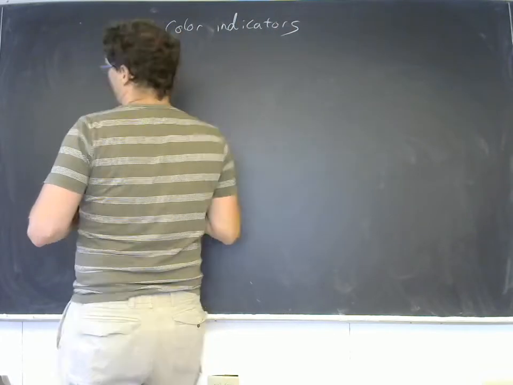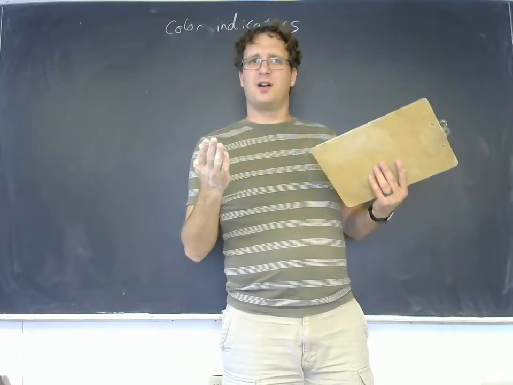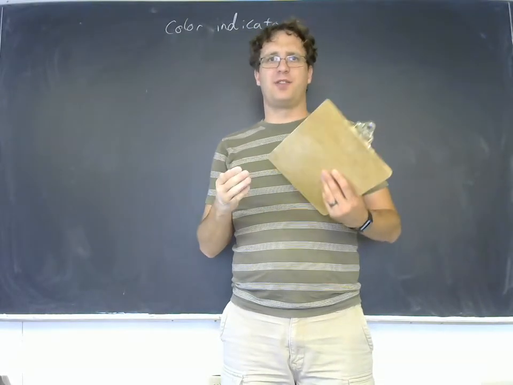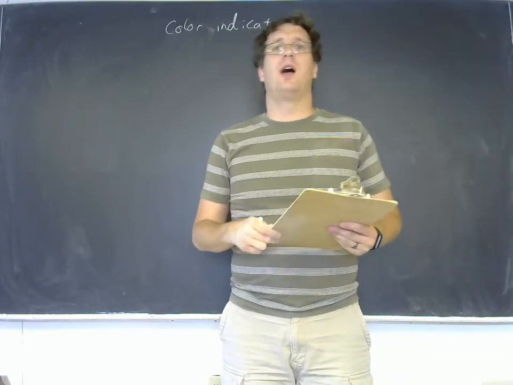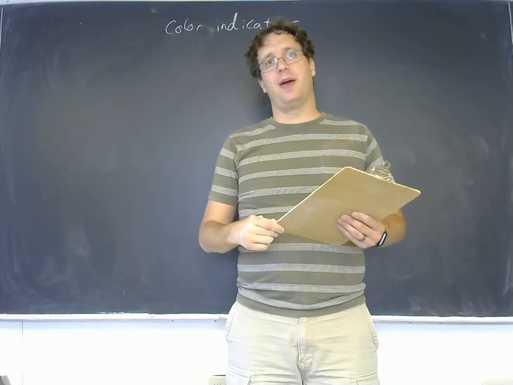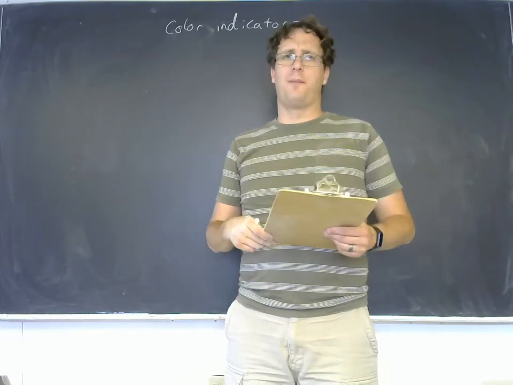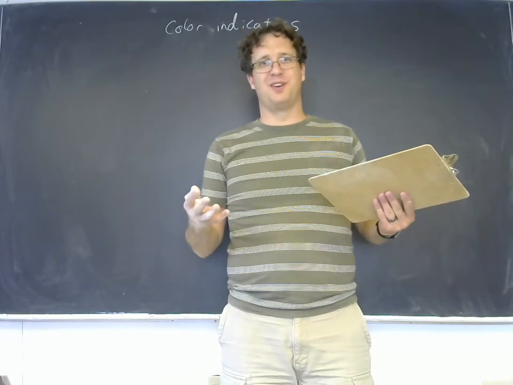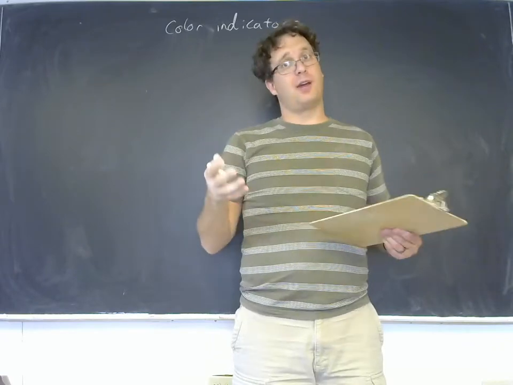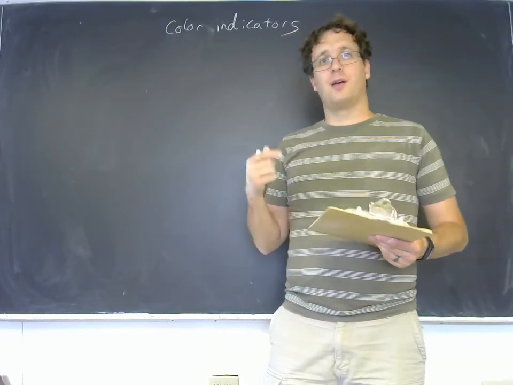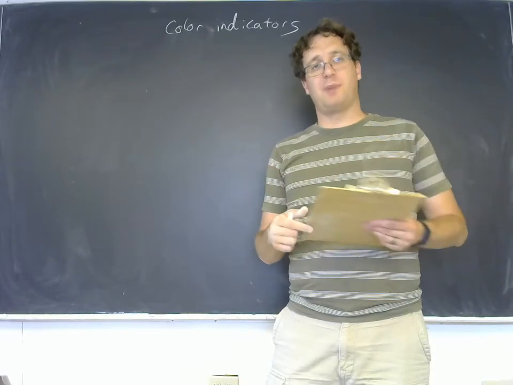Color indicators will be one color at the beginning of the titration, and then around the equivalence point they'll suddenly change to a different color. That can be a signal that you've reached the endpoint. They seem almost magical when you first hear them described, but the way that color indicators work is actually quite simple. Color indicators are themselves weak acid, weak base conjugate pairs.